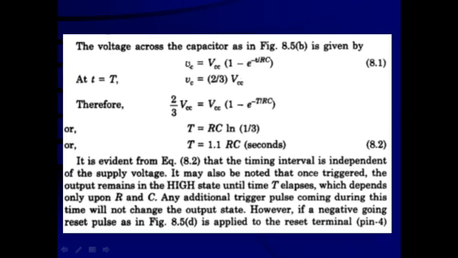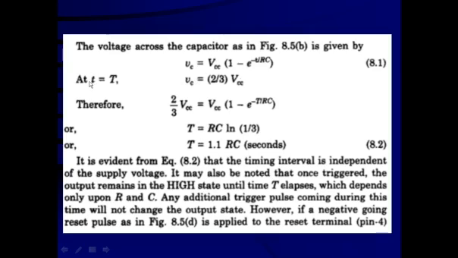The voltage across the capacitor, as in figure 8.5b, is given by Vc equals Vcc times (1 minus e raised to minus t upon RC). Small t is nothing but time. At any instant of time, the potential across the capacitor can be obtained from this formula. This is the exponential charging of the capacitor.